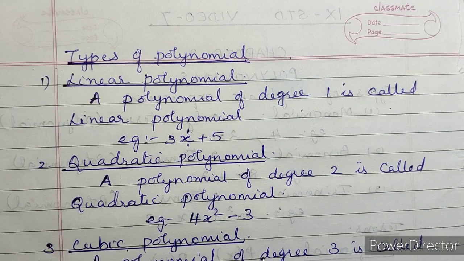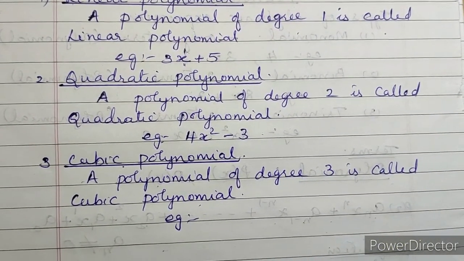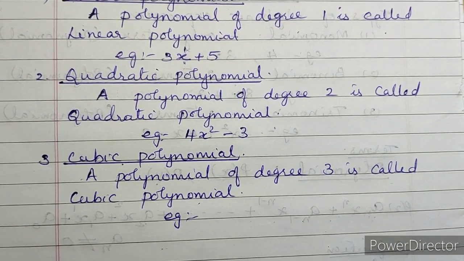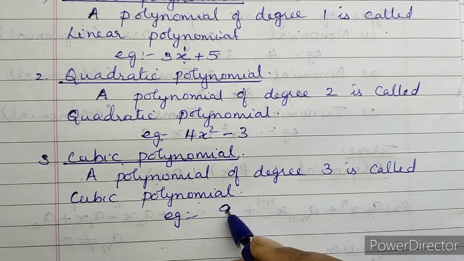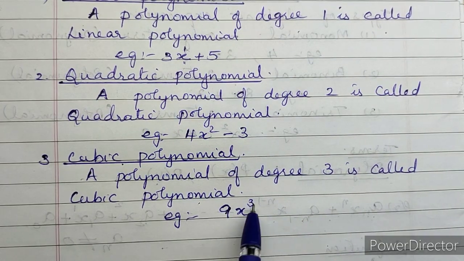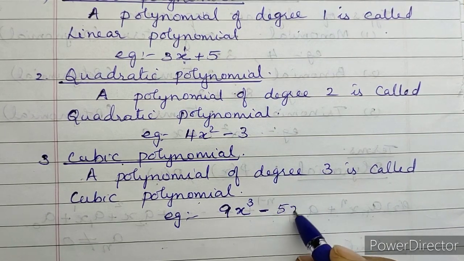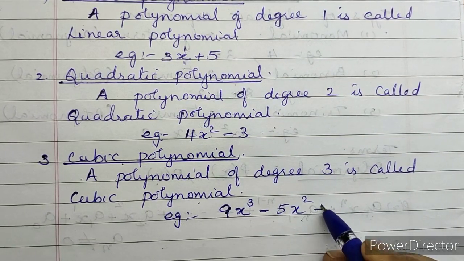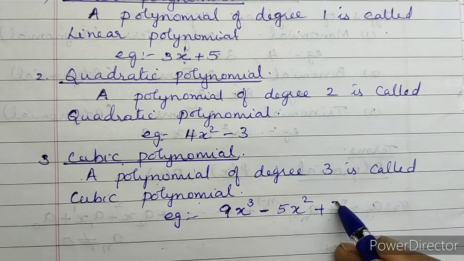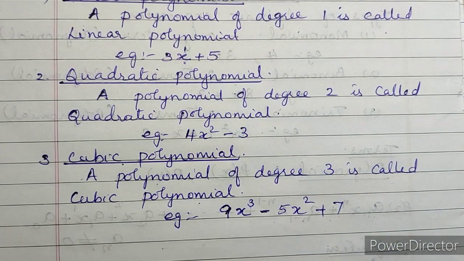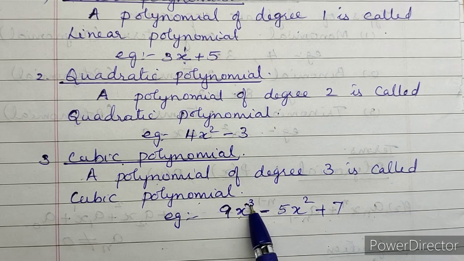Definition: a polynomial of degree 3 is called a cubic polynomial. Can you give an example for that? Yes, any number you can give. 9x cube, the 3 should come. Then the remaining 5x square, plus any term missing is also no problem. Constant you can write, or 7x plus any constant you can write. So, the maximum exponent here for x is 3. So, the degree of this polynomial is 3. It is called a cubic polynomial.